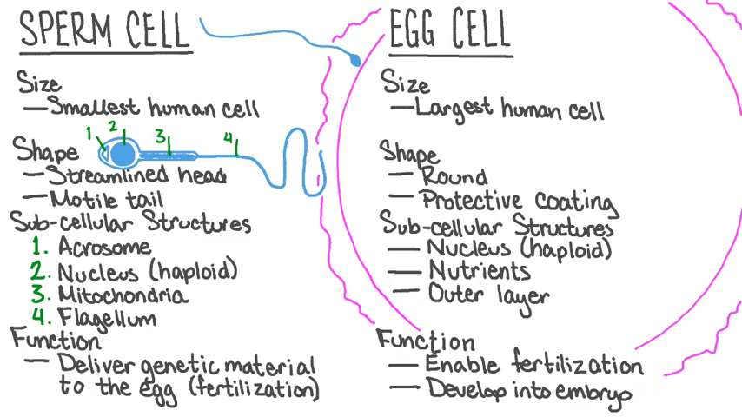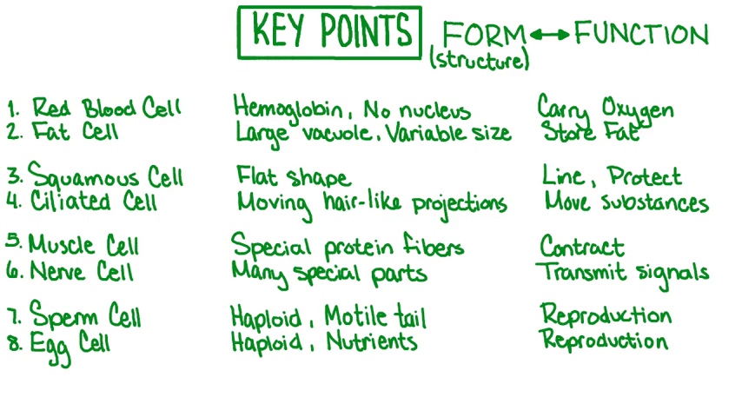The structure of a cell is always related to its function, and in this video, we've looked at 8 different examples. So let's wrap up now by taking a moment to review what we've learned. In this video, we learned that the form or structure of a cell is directly related to its function or its job. We learned about cells specialized for the transport and storage of materials, 2 different types of epithelial cells, cells specialized for movement and communication, and our haploid reproductive cells.